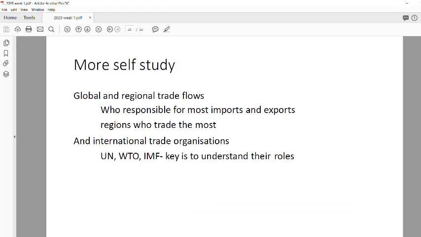So as you find in your readings, you'll probably read something on global and regional trade flows, then self-study, and then the thing on international trade organizations, knowing what the UN is, what they're about, what it stands for, knowing what the WTO is, the IMF, International Monetary Fund, all these, then their roles. Knowing what these organizations are is important.